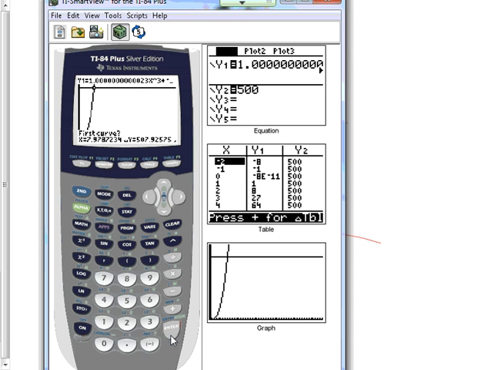And you go enter, enter, enter. Okay, so that's regressions. Next kind are a much simpler kind again.